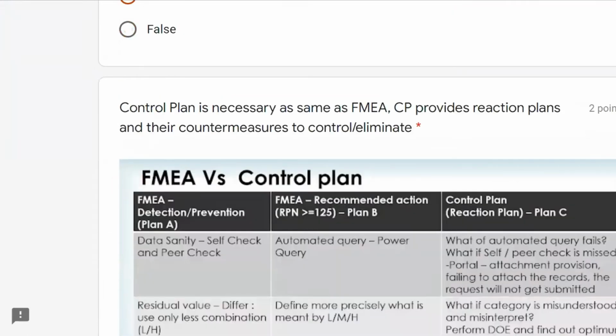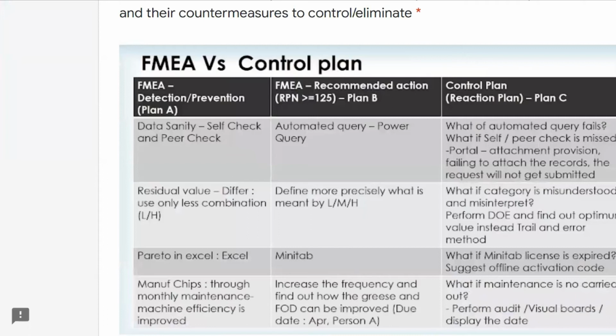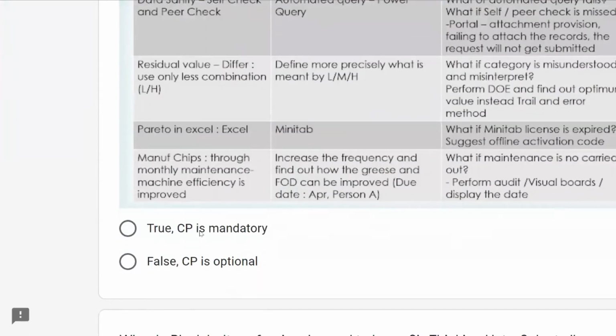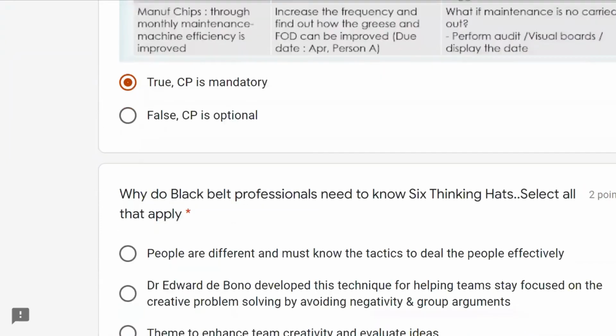And control plan is necessary, same as the FMEA. Control plan provides reaction plan and the countermeasure. So this is a scenario. Yes, it is true. Control plan is also mandatory because it gives a reaction plan.